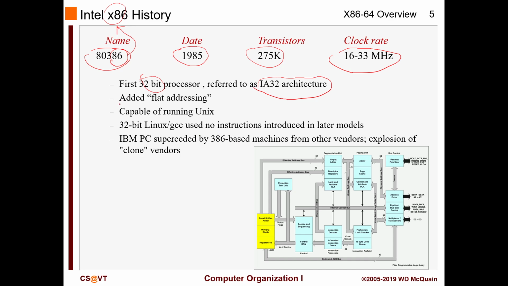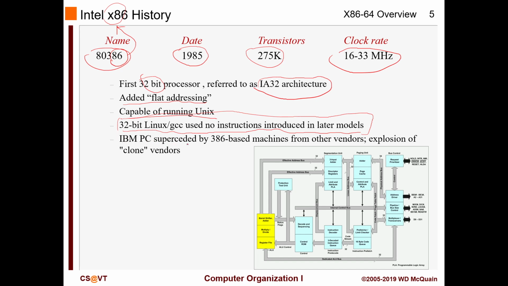So it did something called flat addressing. Honestly, I don't know much about it. It was capable of running Unix, so it actually managed to run Unix. It had 32-bit Linux GCC used, with no instructions introduced in later models. Those weren't available at the beginning. They were added later on.